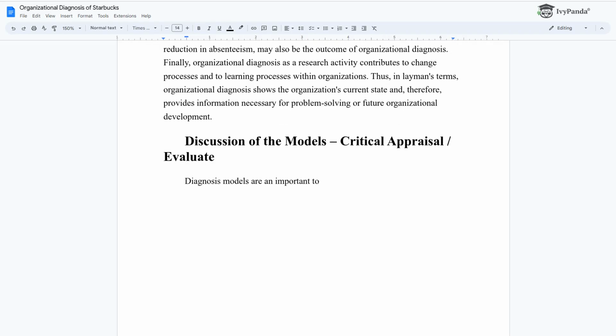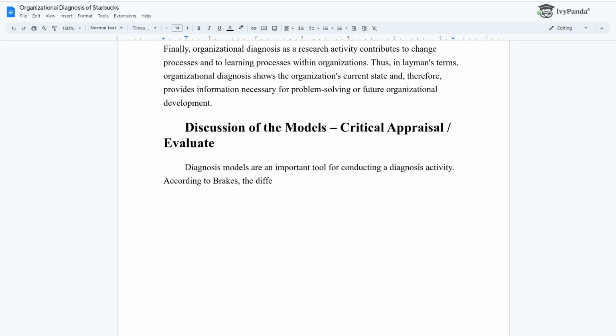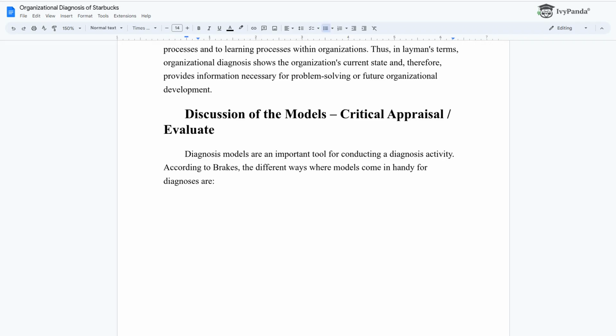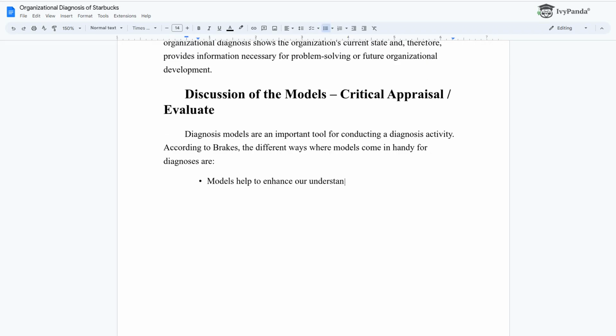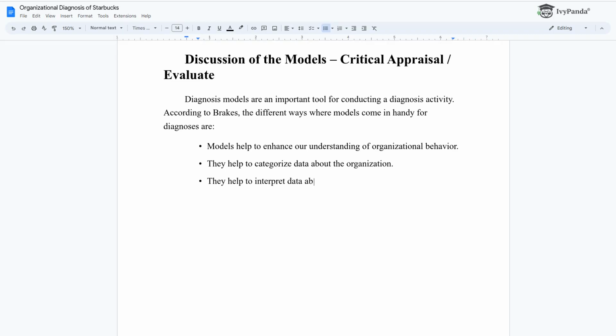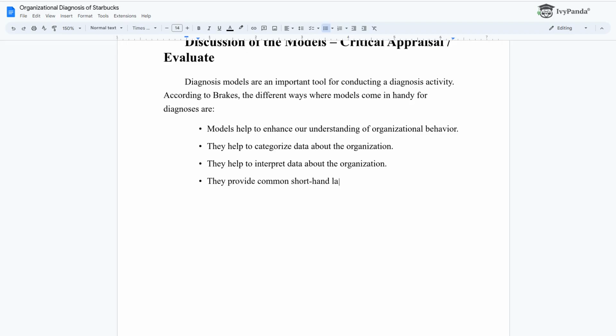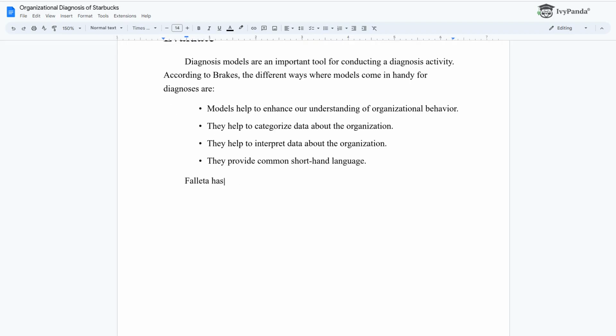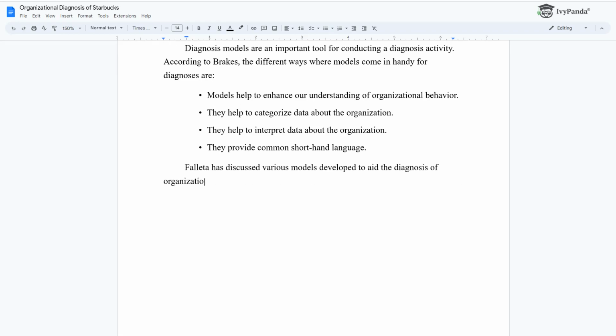Diagnosis models are an important tool for conducting a diagnosis activity. According to Burke, the different ways where models come in handy for diagnoses are: models help to enhance our understanding of organizational behavior. They help to categorize data about the organization. They help to interpret data about the organization. They provide common shorthand language. Falletta has discussed various models developed to aid the diagnosis of organizations.